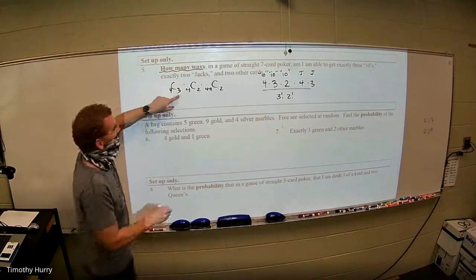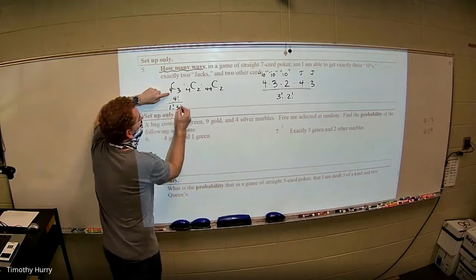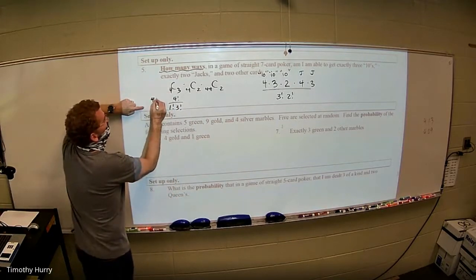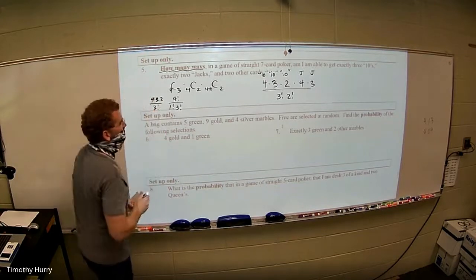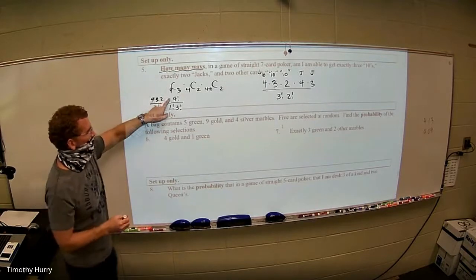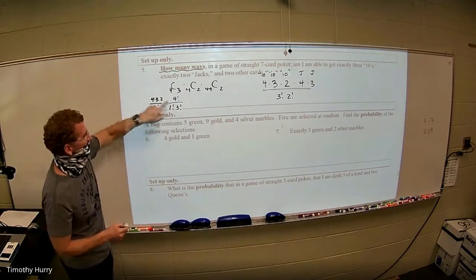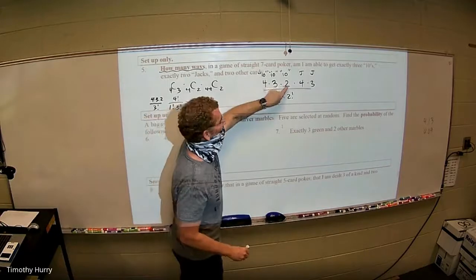4C3 is technically this, right? This is how we learn the definition. But what that simplifies to is 4 times 3 times 2 over 3 factorial. That's what that simplifies to. Because the 4 and the 1 cancel. I wouldn't do it that way, but it would cancel and leave me 4, 3, 2, and then the extra 3. Well, that's what I just did right here. 4, 3, 2, extra 3.